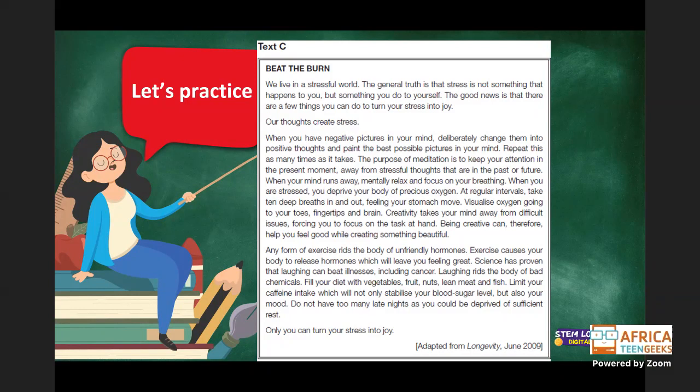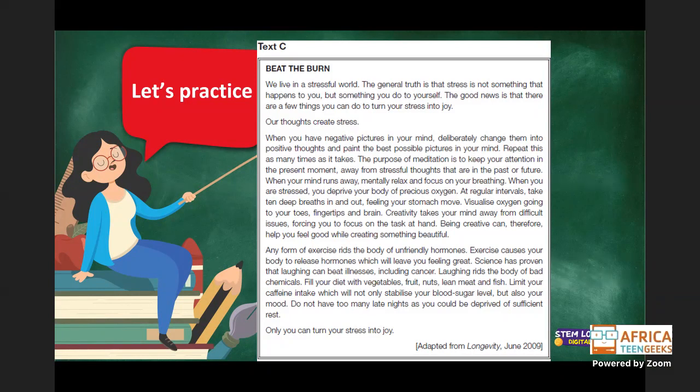And then the second one, meditate. Meditate to help focus your mind on the present. Okay, so that would be the second one. And then the third one, take deep breaths regularly to enable oxygen to flow to your organs. So that would be the third one.